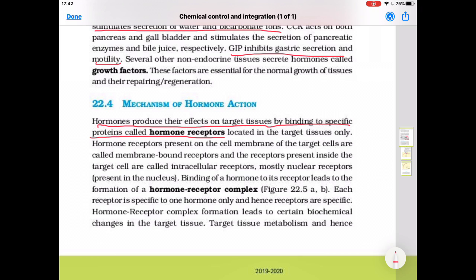Binding of the hormone to its receptor leads to the formation of hormone receptor complex. Each receptor is specific to one hormone only, and hence receptors are specific. Each hormone binds to its specific receptor only. Hormone receptor complex formation leads to certain biochemical changes in the target tissue. Then these biochemical changes bring some physiological changes in the cell, and in this way that hormone acts on the cell.